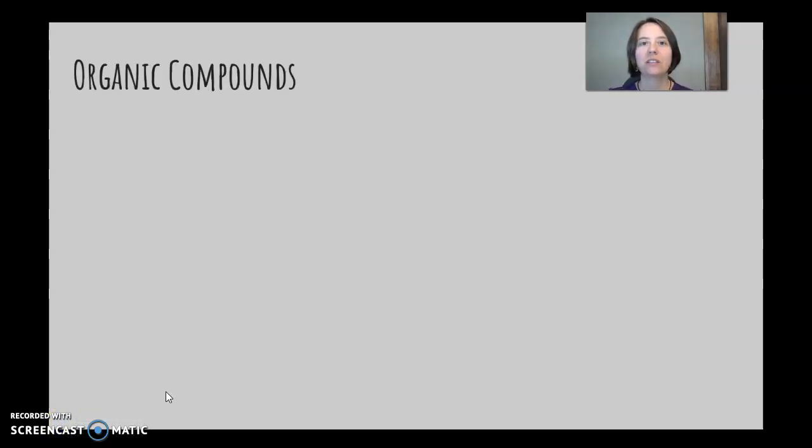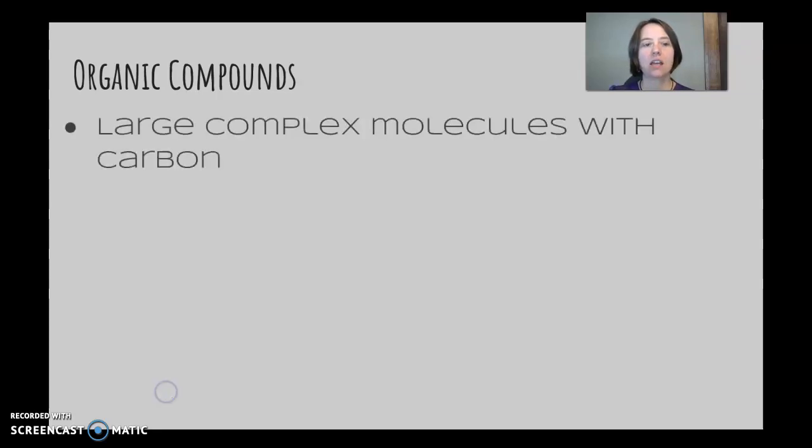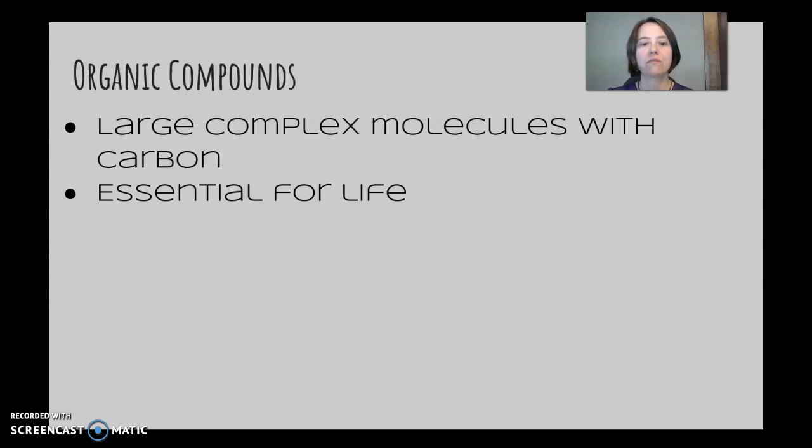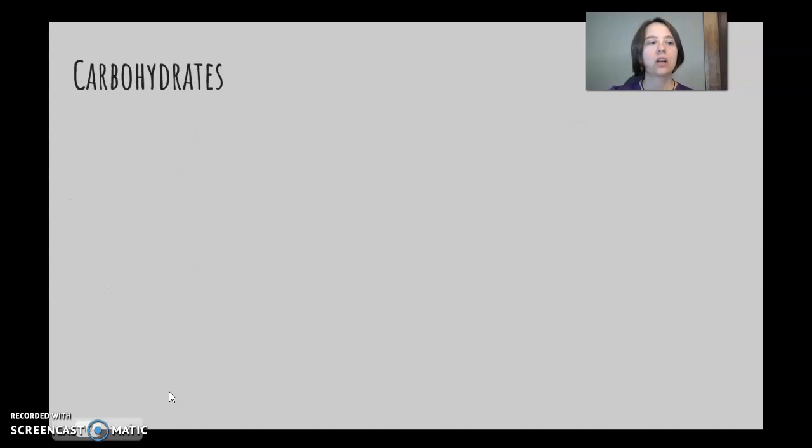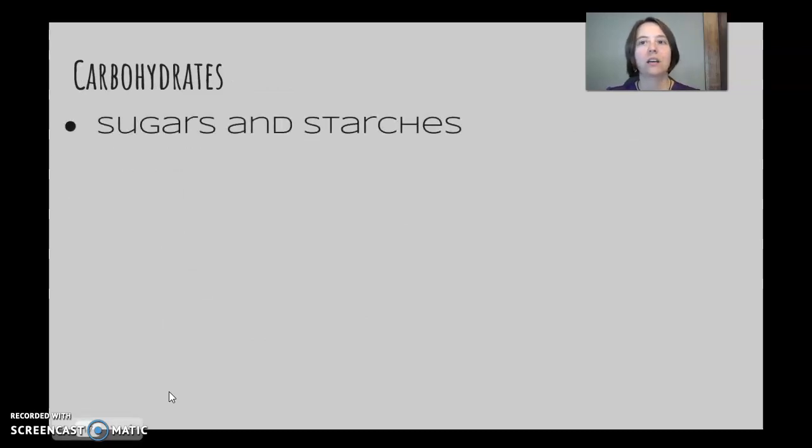Lastly, in Chapter 2, we want to talk about our biological molecules, our 4 organic compounds. And organic compounds are large, complex molecules that contain carbon. And these are essential for life. And there are 4 of them we're going to talk about: carbohydrates, lipids, proteins, and nucleic acids. So let's start with the carbohydrates. So carbohydrates, just like in foods class, those are the things that you eat that make up your body, so they are basically the same thing: sugars and starches.